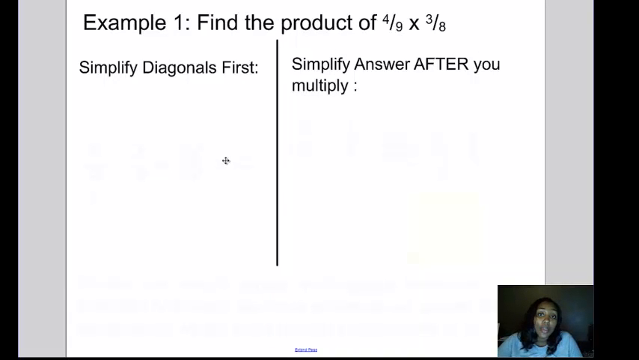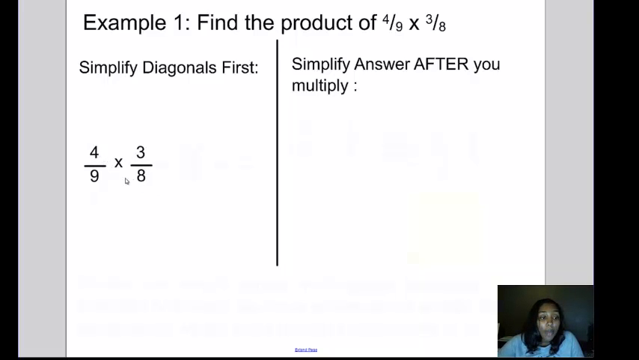So let's look at some examples. We want to find the product of 4/9 and 3/8. On this side, we're going to be simplifying the diagonals first. Then on this side, we're going to simplify after we get our answer, just so that you can see that whichever way you do it, you still get the same answer. The first thing we want to do is set up our problem. So we have 4/9 times 3/8.